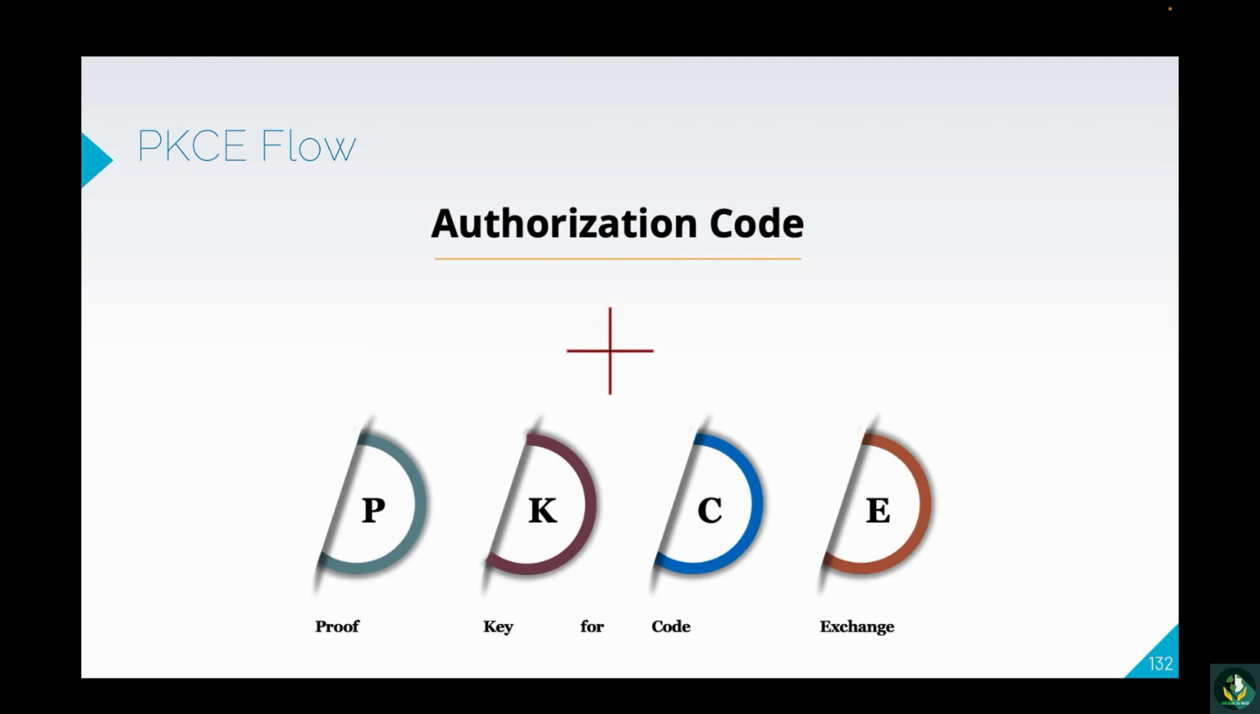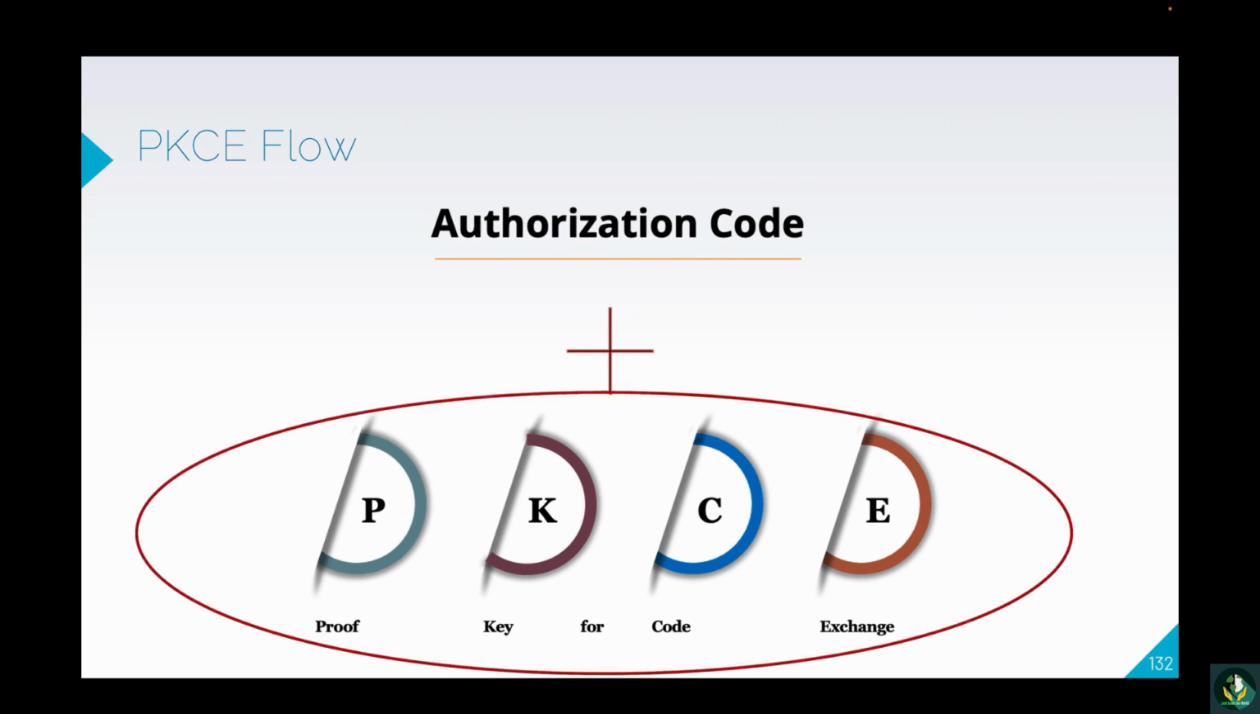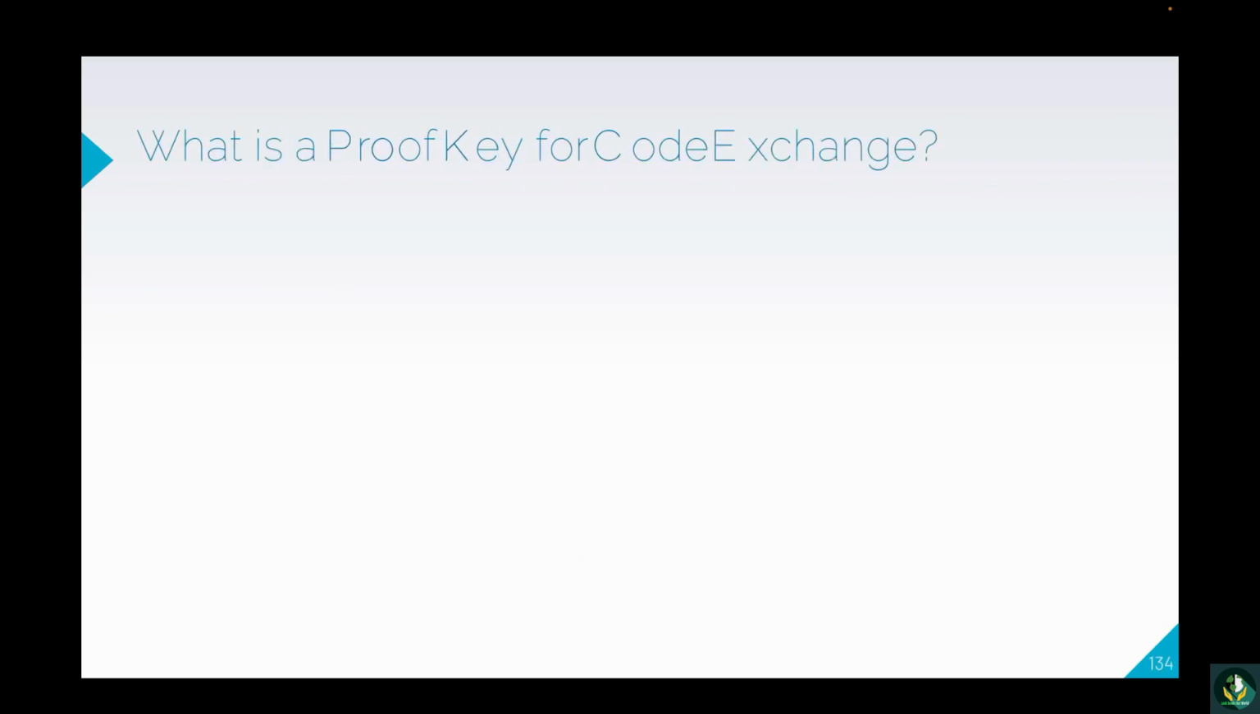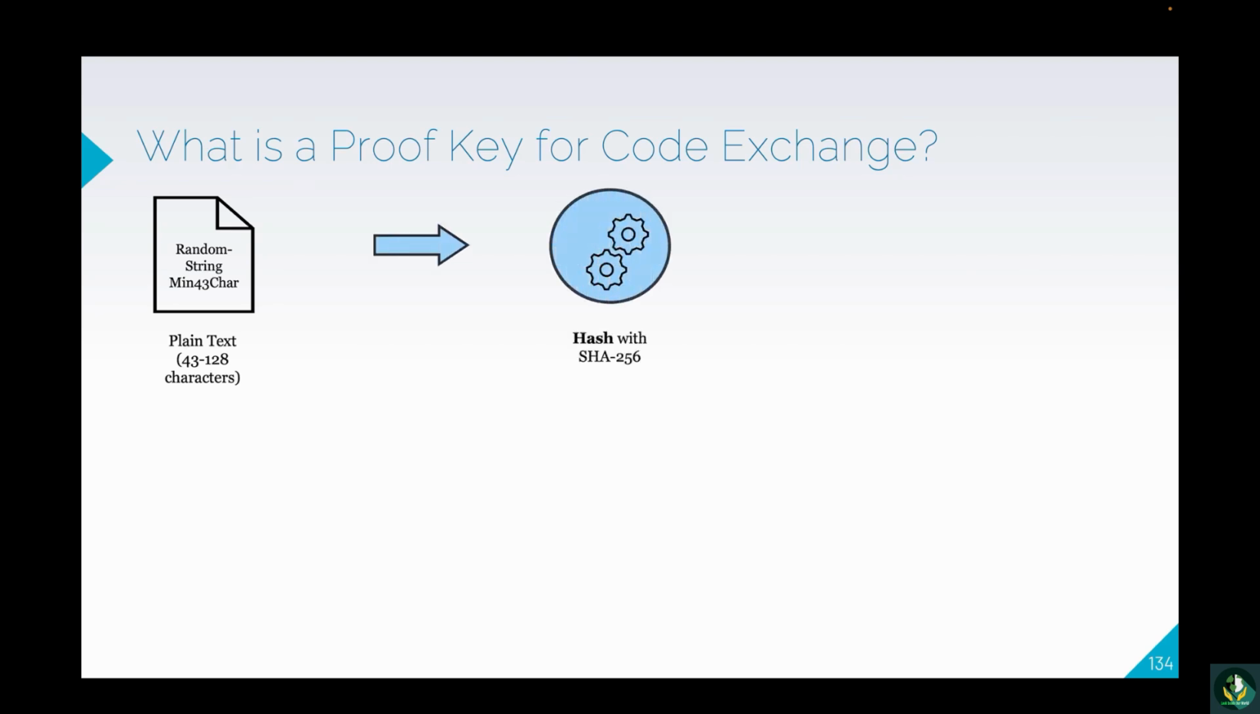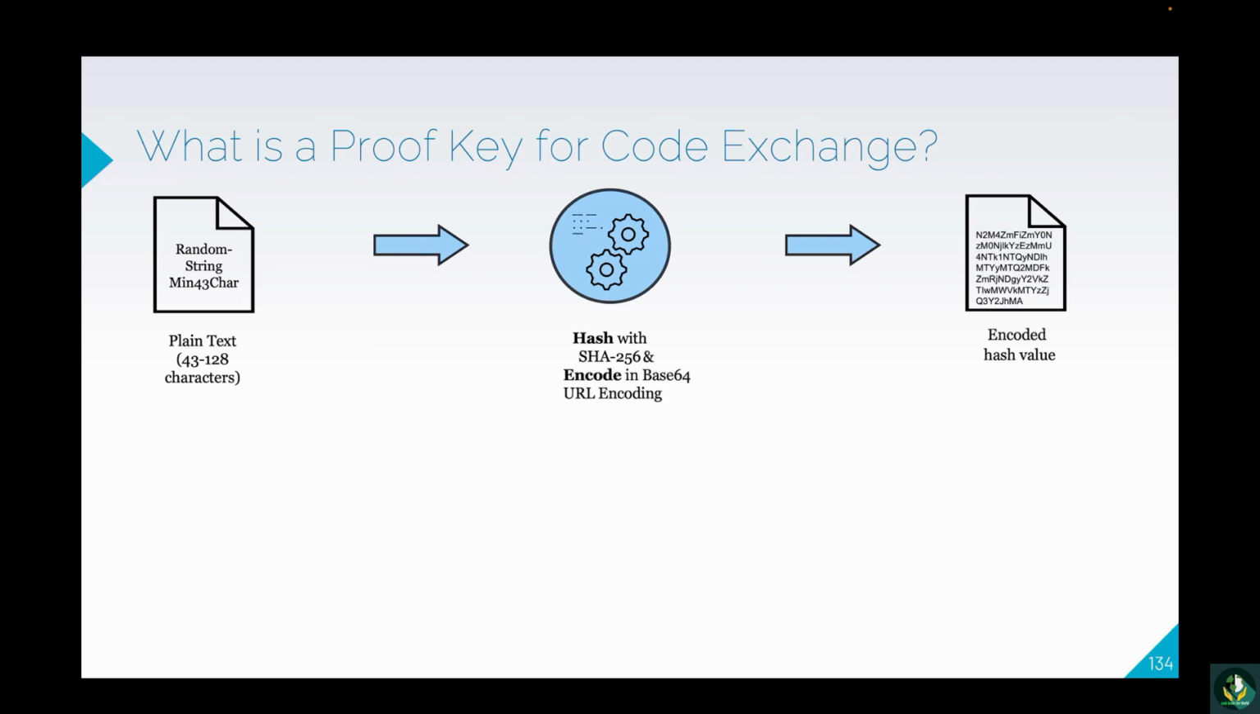So essentially we have the same flow as before, but with an additional layer of security, the proof key for code exchange. But what exactly is this proof key for code exchange? The OAuth 2 client starts by generating a random string, which ranges between 43 and 128 characters. Next, the client hashes the string using a hash algorithm. The recommended standard for PKCE is SHA-256. This process results in a hash value. Afterward, the client encodes this hash value, giving us an encoded hash value.